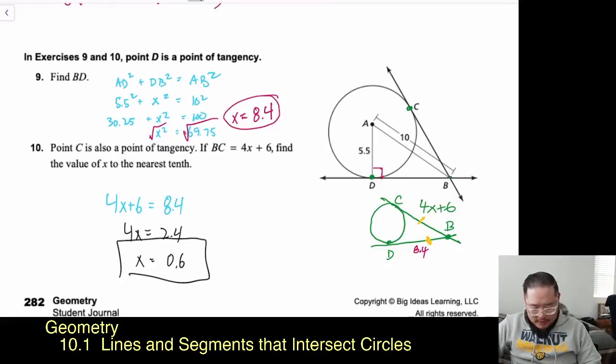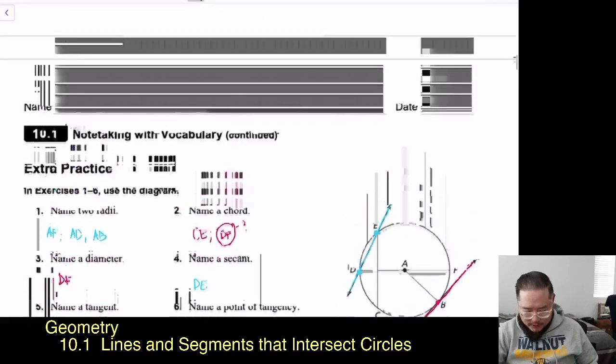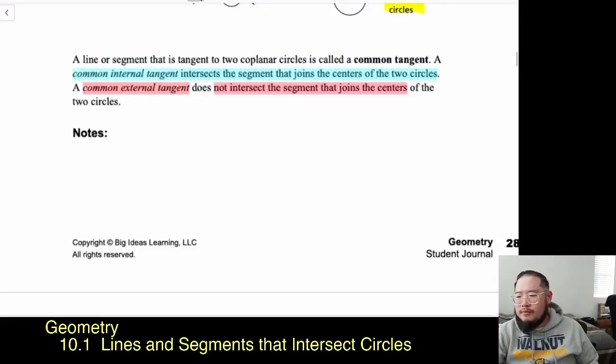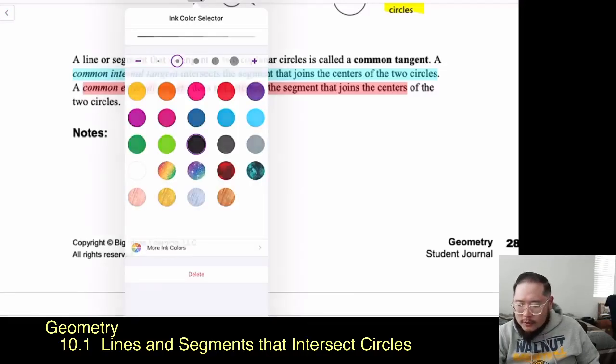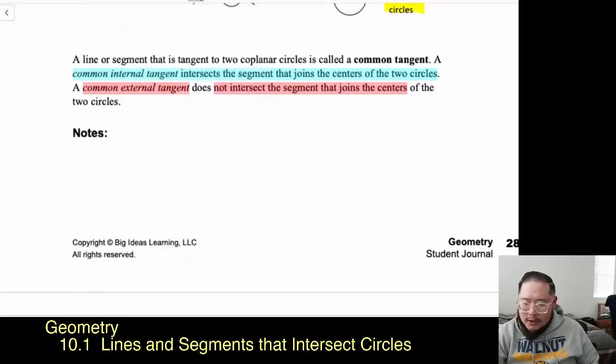Starting off chapter 10, we got 10.1. Actually, there's one more problem I want to go over, and let's put that right here in this extra notes section. It's actually a very good question, and this is what you're also going to see. This one's a little more complex. That's why I need to go over it.